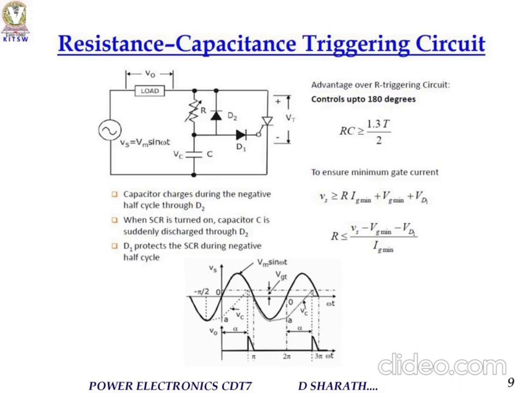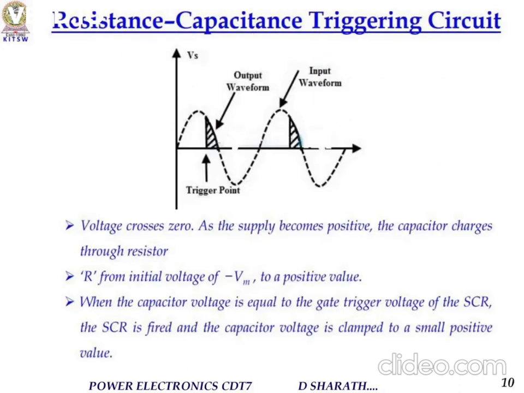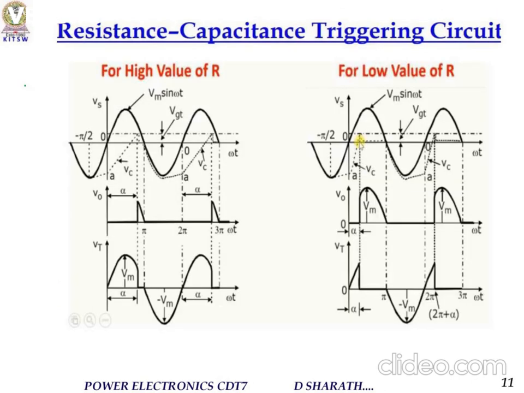The condition to be satisfied is R less than Vg minus Vg min minus Vd, by Ig. In this resistance capacitance circuit, this is the waveform we are observing. This is the trigger point, that is the output waveform, and it is compared with the input waveform. The voltage crosses zero as the supply becomes positive. The capacitor charges through resistor R from an initial voltage of minus Vm to a positive value. When the capacitor voltage equals the gate trigger voltage of the SCR, the SCR is going to fire.